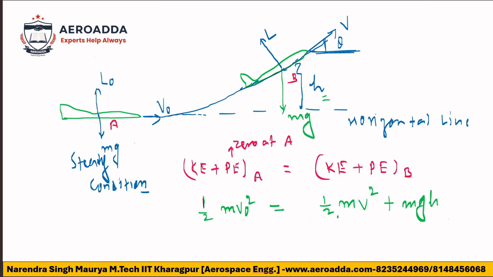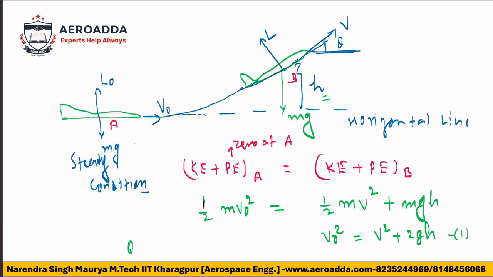So what can you write in terms of velocity? See, 1 by 2, 1 by 2 on this side. Take LCM 2. Mass cancels out, so V naught square is equal to V square. Take it. What will you get? You just see it's nothing but V square plus 2gh. Agree? This will be equation number 1.